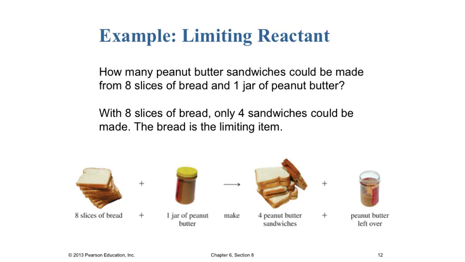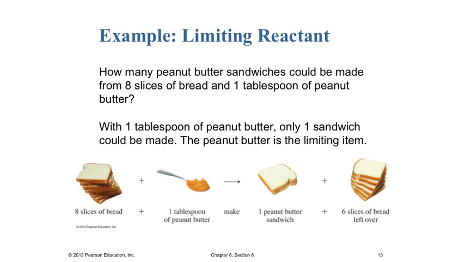The question asks how many peanut butter sandwiches could be made from 8 slices of bread and 1 jar of peanut butter. Now, if each peanut butter sandwich requires 2 slices of bread, that means that we can only make 4 peanut butter sandwiches because we only have 8 slices of bread. Even though we have more peanut butter to make more sandwiches, we ran out of bread. Hence, the bread would be the limiting reactant.